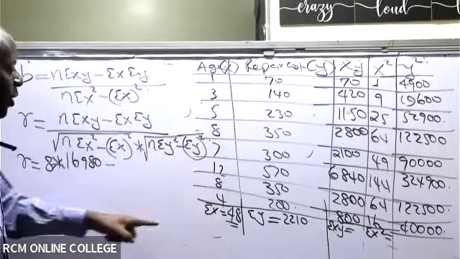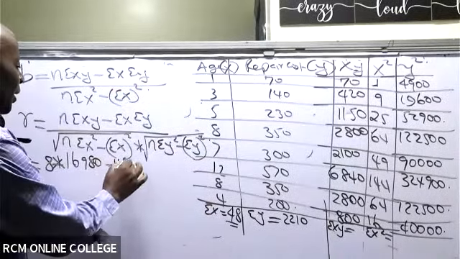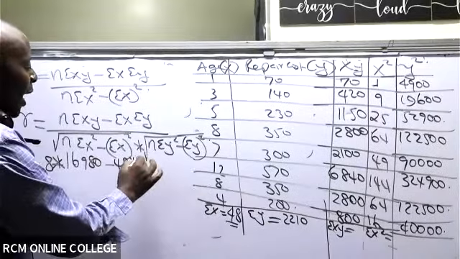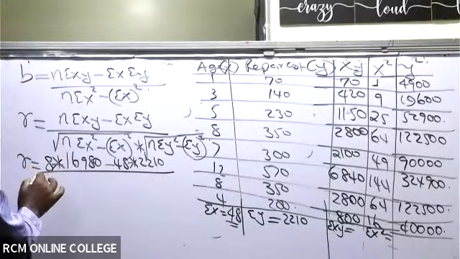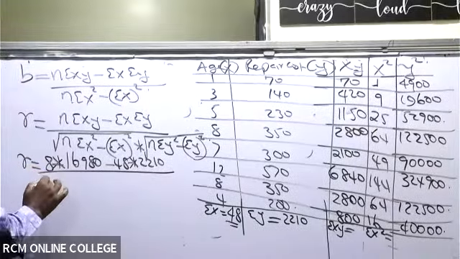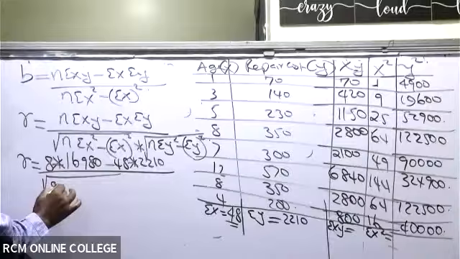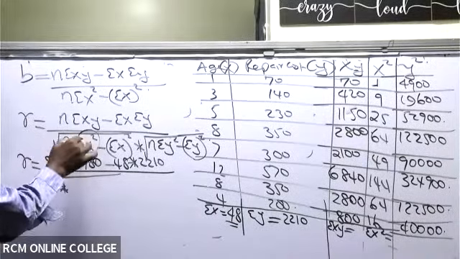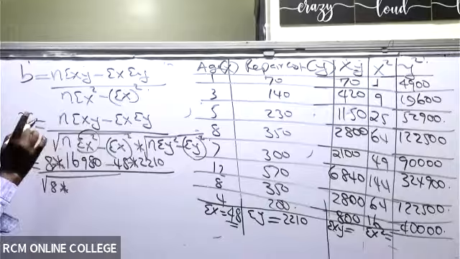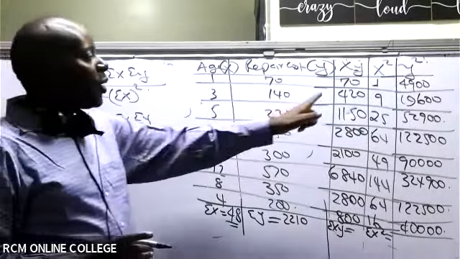Summation of x I have here, it is 48, times summation of y, which I also have as 2210, all over the denominator. For the denominator, we start with the square root of n, which is 8, times summation of x squared.